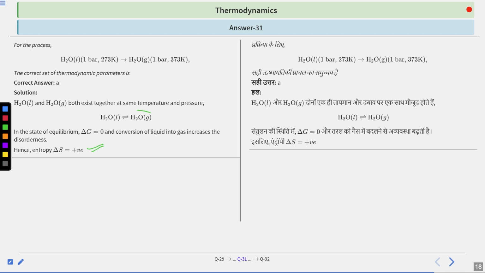First, since this process is at equilibrium, delta G is 0. And we are moving from liquid to gas, that is, from an ordered to a more disordered state, because gaseous molecules are very random. Because of the higher kinetic energy, they move here and there freely. That increases the randomness as we go from liquid to gas. Therefore, delta S is also positive. So delta G is 0, delta S is positive. Now moving on to the next question.